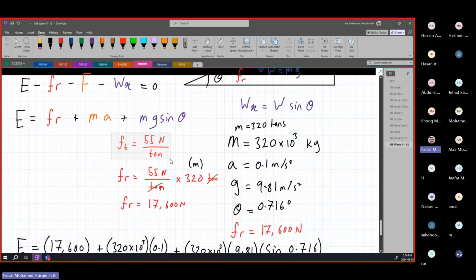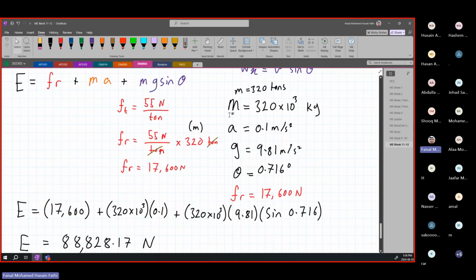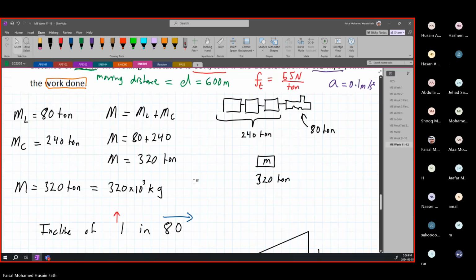For the friction, they gave us per ton, so the weight was depending on 320 tons. This for friction was for one singular ton. So if you want it for 320, you just simply multiply it by that number to get your total friction that is being applied for this locomotive.